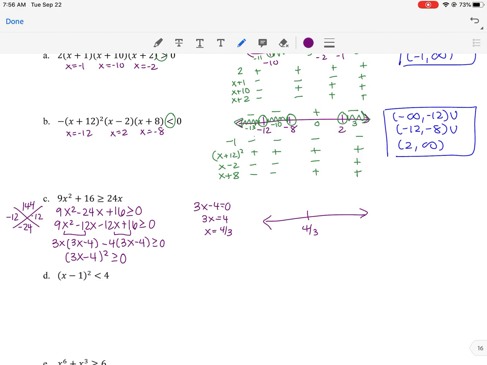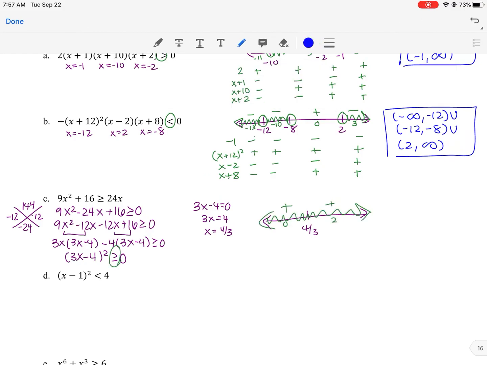So you could plug in the numbers like we have been doing, right? I could plug in, let's say 0, and I plug in 2. If I plug in 0, I get 3 times 0 minus 4, so that's negative 4 squared is 16, that's positive. If I plug in 2, I get 3 times 2 is 6, minus 4, that's 2, 2 squared is also positive. The other way to think about this is a parabola, it opens up, and this is multiplicity two, so it just touches there, it's still positive. So in this case, since we do want greater than or equal to, we want the entire number line.